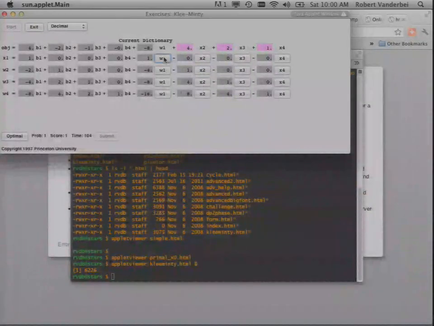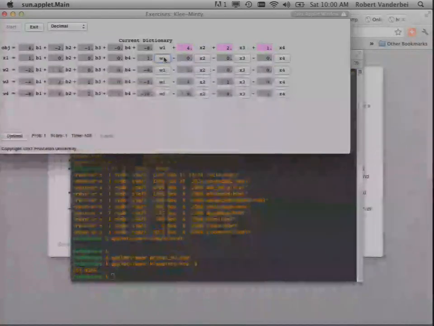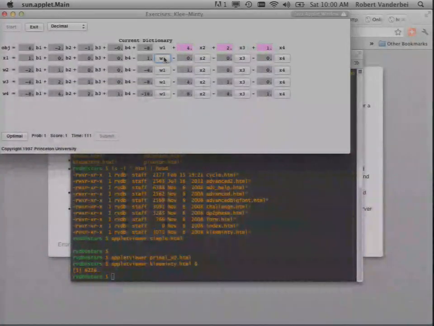And it turns out that W2 basically is of the size B2, and W3 is basically the size B3, because we always have zeros above here. And so B2 is much smaller than B3, is much smaller than B4, so W2 is going to be the one to pick next. So X2 goes with W2.